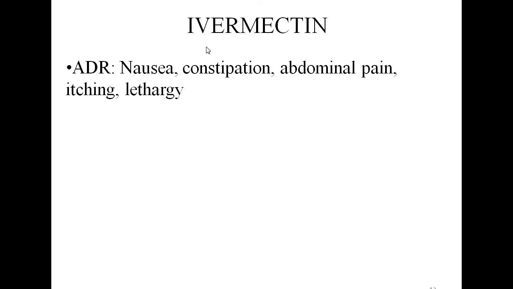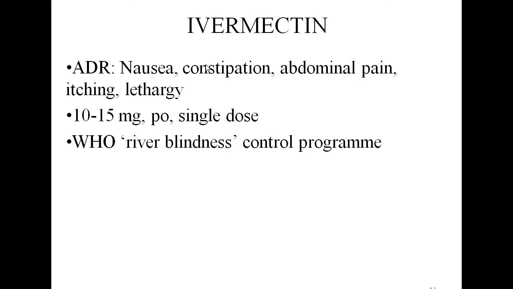Adverse effects of ivermectin are very negligible, that is in the form of nausea, constipation, abdominal pain, itching and lethargy. The dose of ivermectin is 10 to 15 milligrams tablet per oral single dose. Ivermectin is a part of the WHO river blindness control program, like we mentioned, river blindness or Onchocerca volvulus. Now in some patients what happens is the worm gets into the eye, causing blindness.